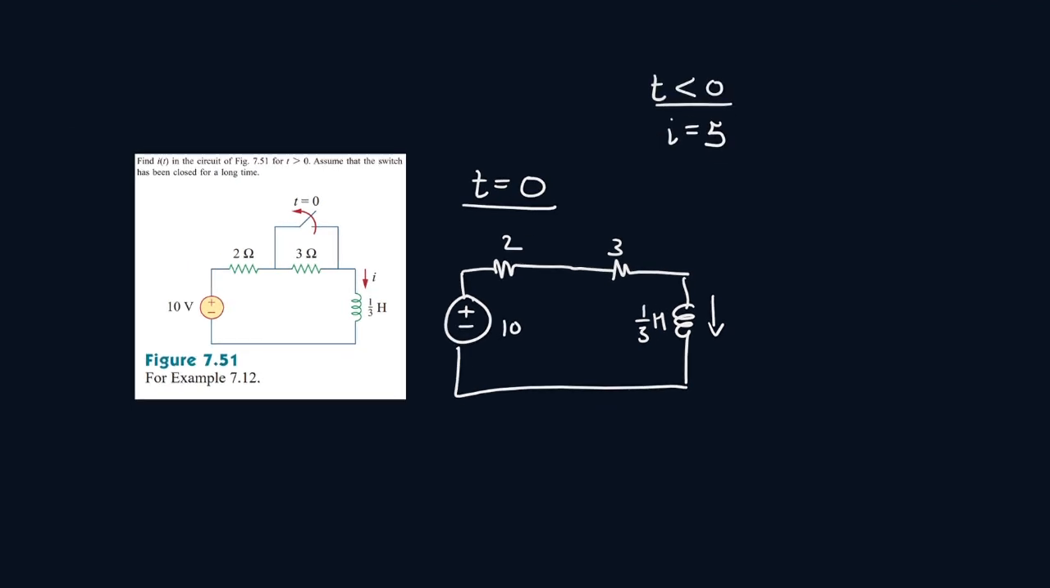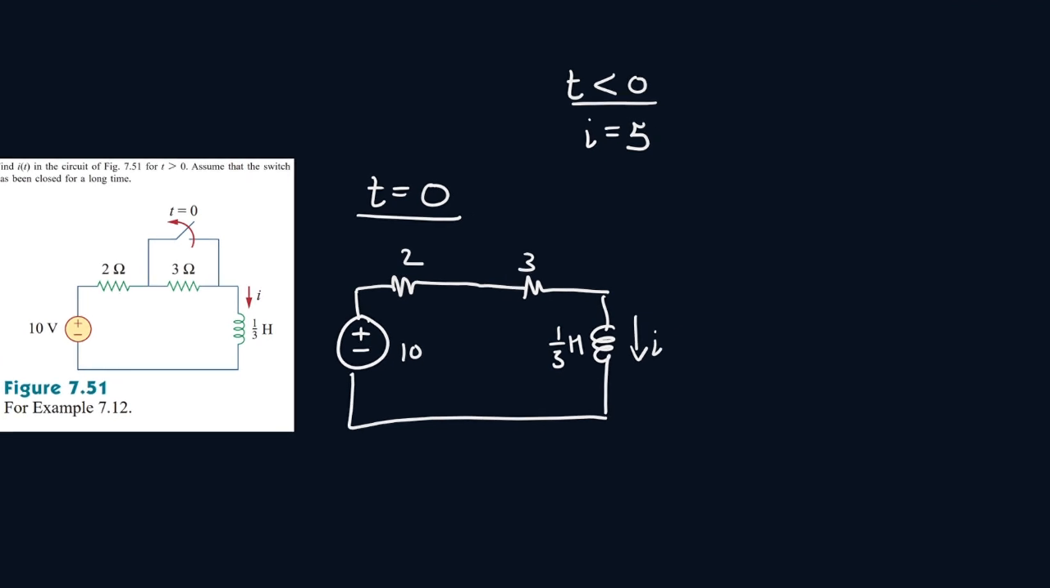Now, the current moving through this inductor, so when t was less than 0, it was 5 amps. So at the second t is equal to 0, the current passing through the inductor, I said capacitor, sorry, it was inductor, my bad. The current passing through the inductor cannot change instantaneously. So the current at t equals 0 is still 5 amps. Okay, now let's focus on when it's greater than 0.